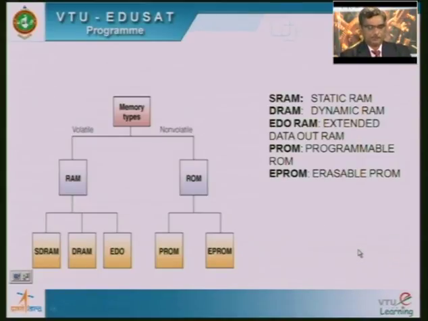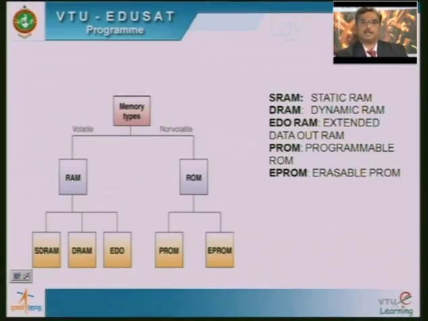Usually it is divided into two categories. One is called volatile, that is RAM, and varieties of RAM are there: SRAM, DRAM, EDO RAM. SRAM refers to static RAM, whereas DRAM is dynamic random access memory. EDO stands for extended data output RAM.